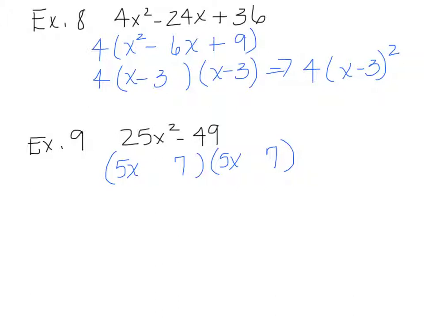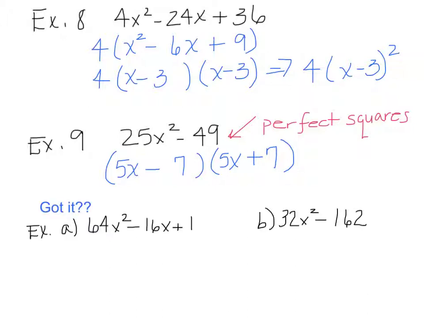The difference from this one and the previous problem is we need a -49. So one of your factors has to be minus and the other one is plus. So you want to make sure you watch out for those perfect squares. Because if you don't recognize them, you may try to multiply 25 times 49, and you're going to get a huge number. So let me leave you with two to try. Okay, try these two, and then we'll check our answers.